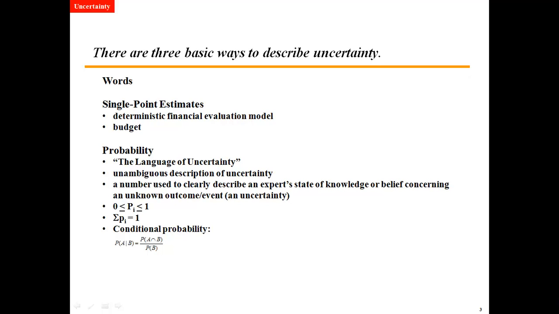And the way I define probability is it's a number between 0 and 1 used to describe an expert's state of knowledge or belief concerning an unknown outcome or event and uncertainty. Probabilities are between 0 and 1, and the probabilities of those events have to sum up to 1.